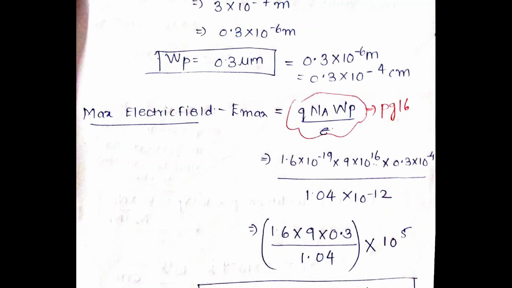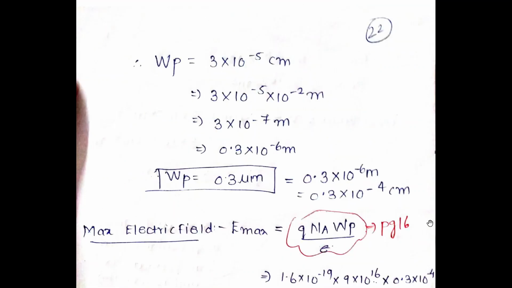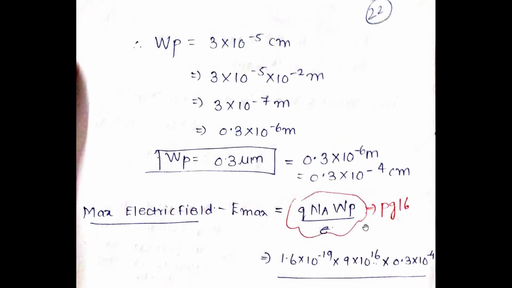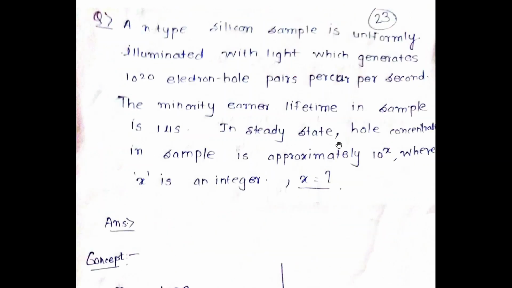Similarly, the electric field equation is from page 16. In the notes on page 16, you will get this formula. It is given as Q into Na into WP upon epsilon. So the Q value is already known, 1.6 into 10 raised to minus 19. The Na value is given very clearly in the question over here. WP is also found out from above, and epsilon is given as 1.04 into 10 raised to minus 12 farads per centimeter. Hence you have the final answer.